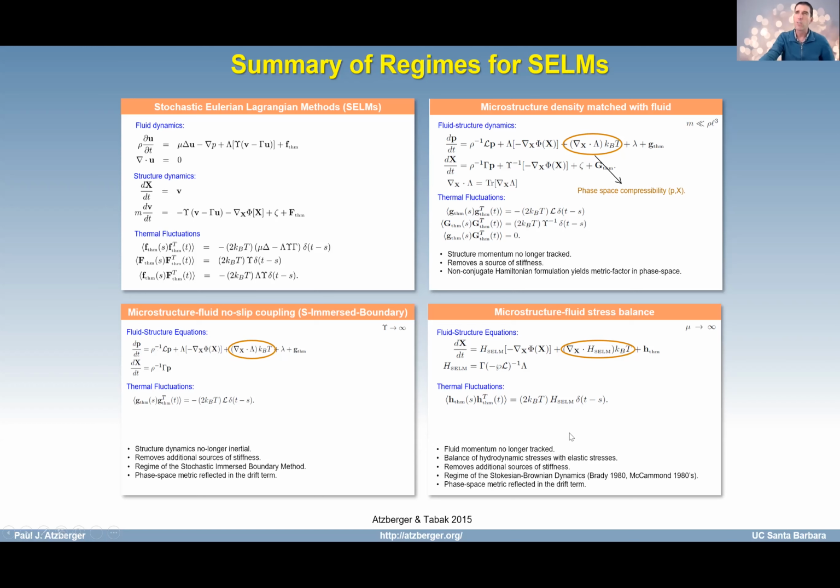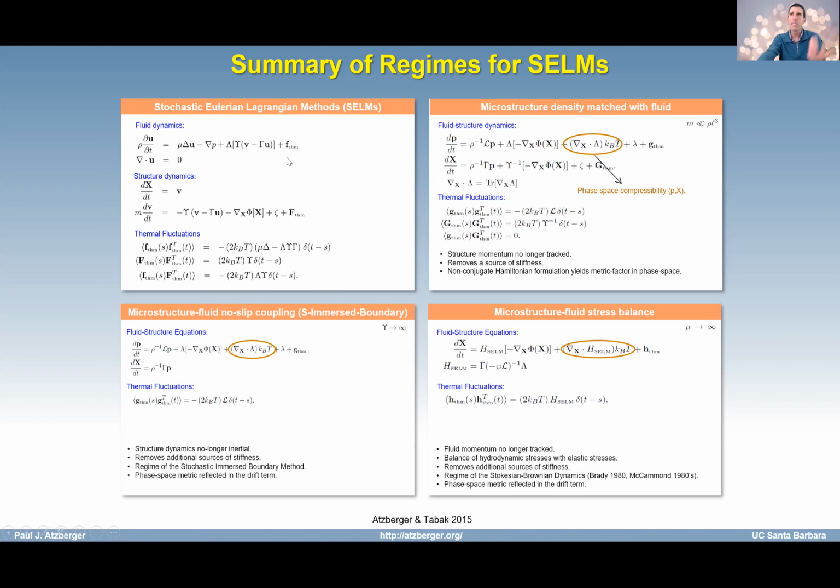And then if you go to the overdamped regime where you set the fluid viscosity very large, you can do these effective calculations where you have quasi-steady flows. And that's this last regime. And again, there are interesting terms that arise from the statistical mechanics and that non-conjugate aspect of the momentum and configuration degrees of freedom. Anyway, you can look at our 2015 paper for more details on that.